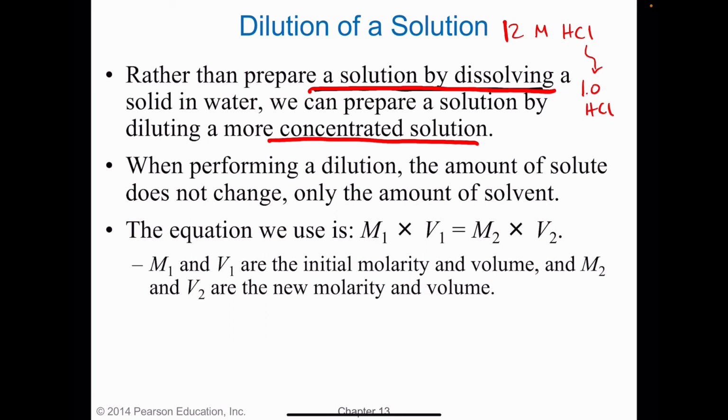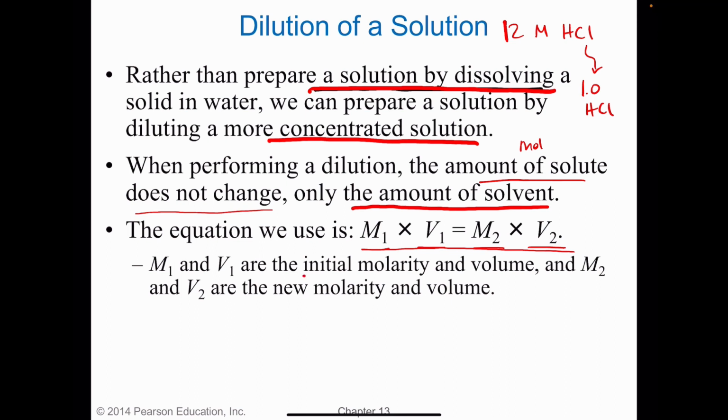So when performing a dilution, the amount of solute doesn't really change. So by amount of solute, I mean the moles of solute that's dissolved in the solution. That doesn't change. What does change is the amount of the solvent. So how many milliliters or liters of the solvent, the water, for example, that is used. The equation we use for this is MV equals MV. So specifically M1 times V1 equals M2 times V2.